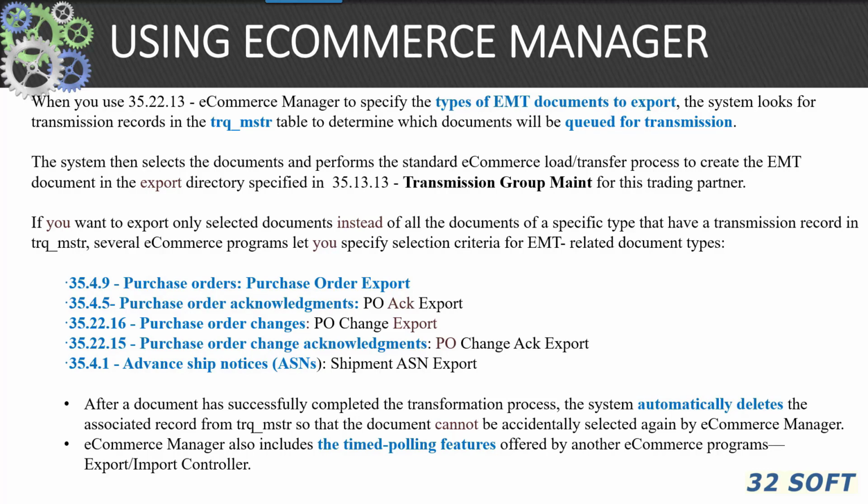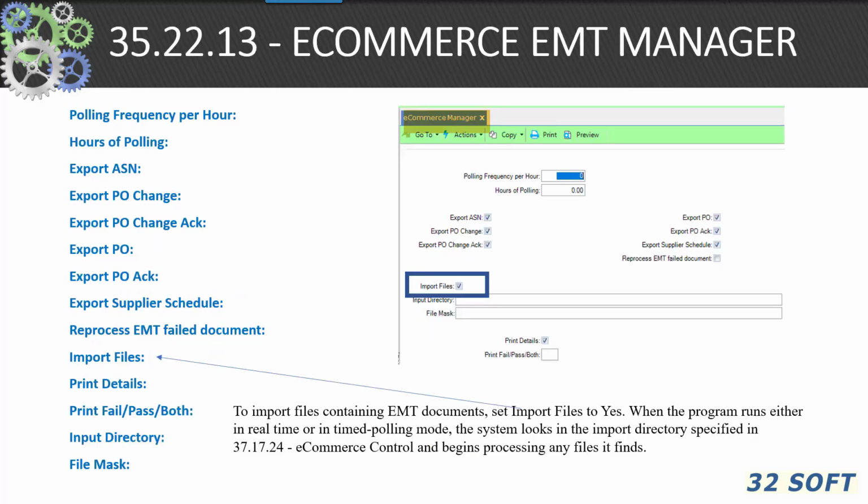When you use the 35.22.13, those transactions or document types that we created in the trading partner are maintained in the TRQ master record. You can send all of those at once, or if you want, you can individually send 35.49, 45, 22.16, 2015, and ASNs through the 4.1.